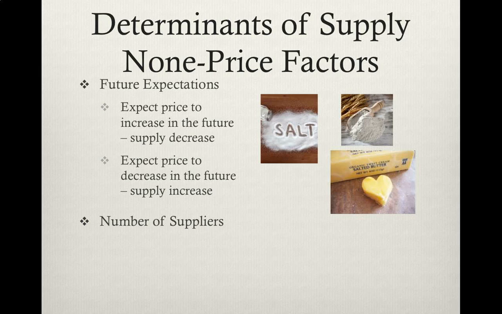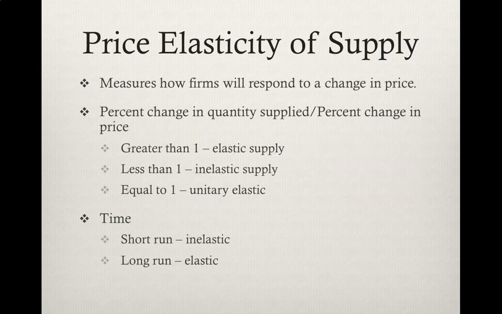And then the last one is number of suppliers. I'm not sure why this one is so confusing. If you have one supplier and then you add a second supplier, your supply is going to increase. If you have 10 people in a particular industry all supplying and 5 of them leave that particular industry because of prices going down or whatever, then you're going to see the supply in that industry go down.